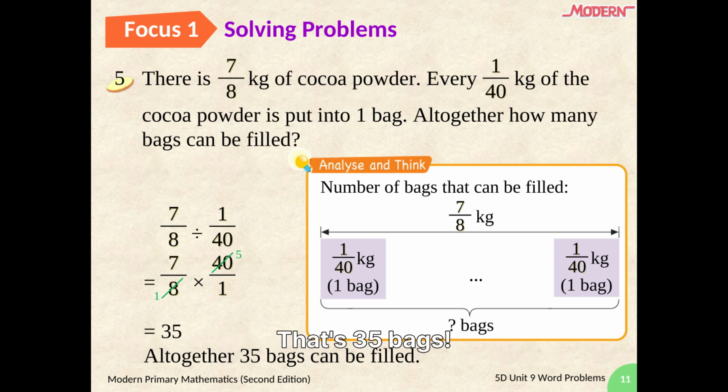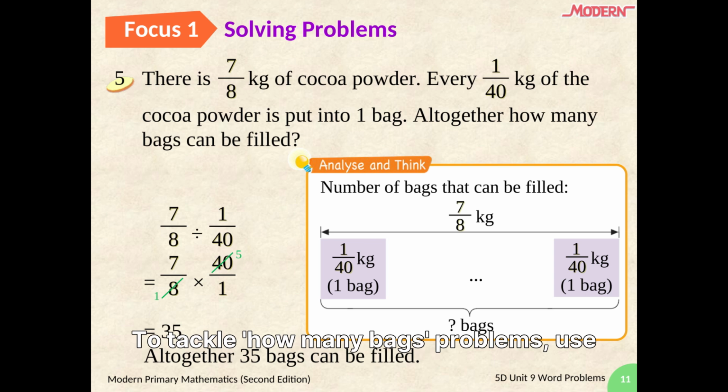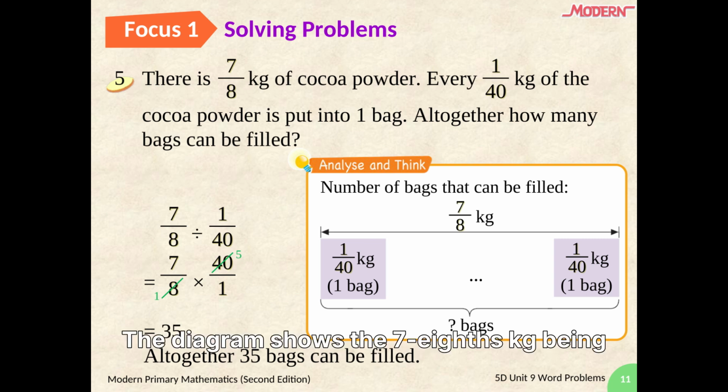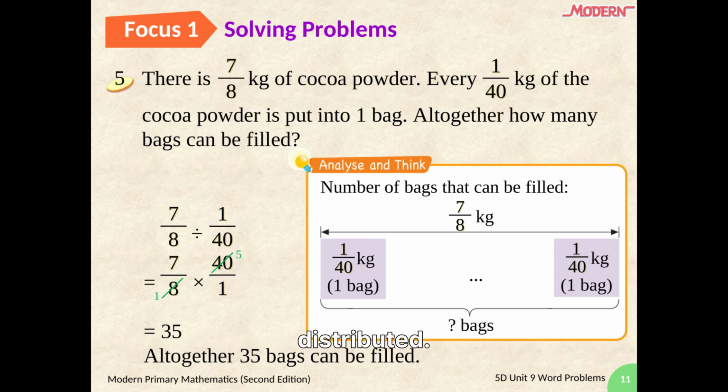That's 35 bags. To tackle how many bags problems, use the formula: total weight divided by unit weight per bag. Always simplify before you multiply. The diagram shows the 7/8 kg being distributed. Seeing the bags helps us understand the goal of our calculation.